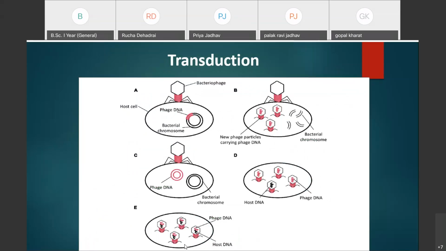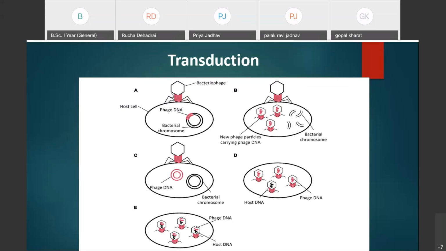Okay, and now the third and the last method of genetic recombination is transduction. Here, the transfer of genetic material from one bacterial cell to another bacterial cell is mediated through the bacteriophages. These are the viruses which attack the bacterial cell. Here you can see the bacteriophage getting adsorbed on the bacterial cell.